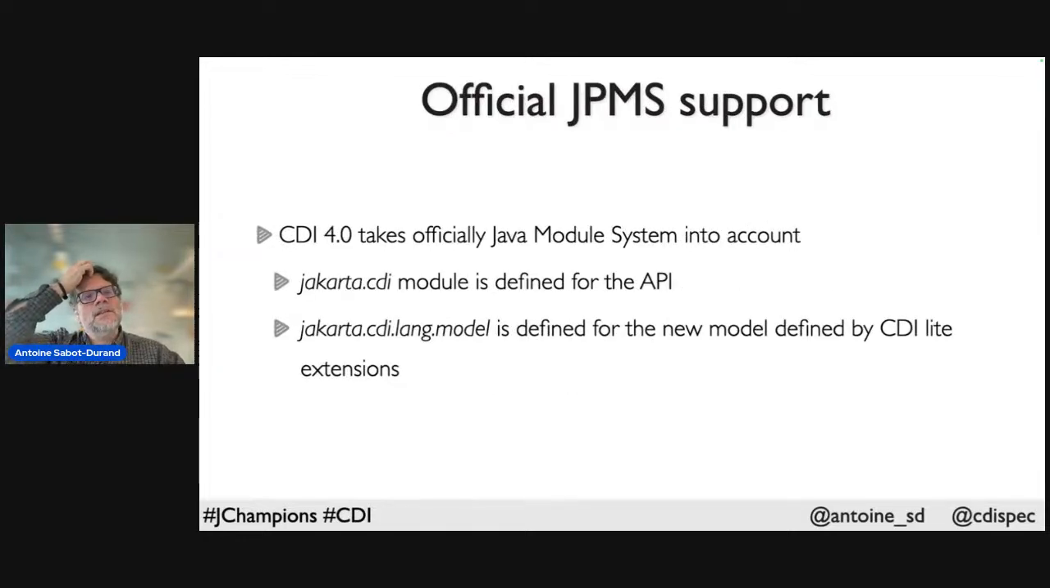In CDI 4, there is also modularity. So we now have JPMS support. The support of the Java module system is done with the creation of the jakarta.cdi module on the API. And the Jakarta CDI Lite module is defined with the new Java module defined in the CDI Lite extension. So that's mostly all for the minor changes in CDI 4.